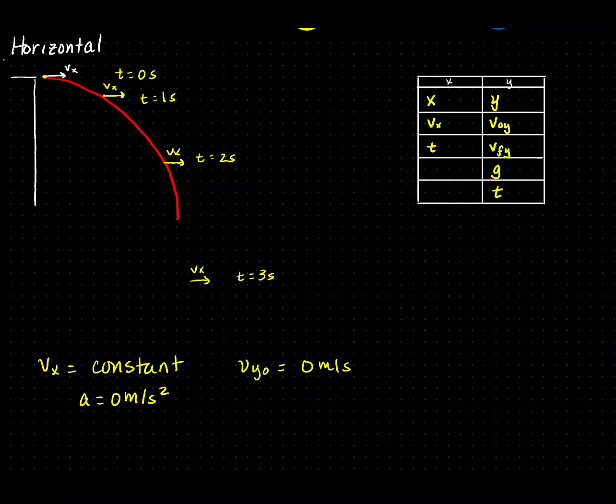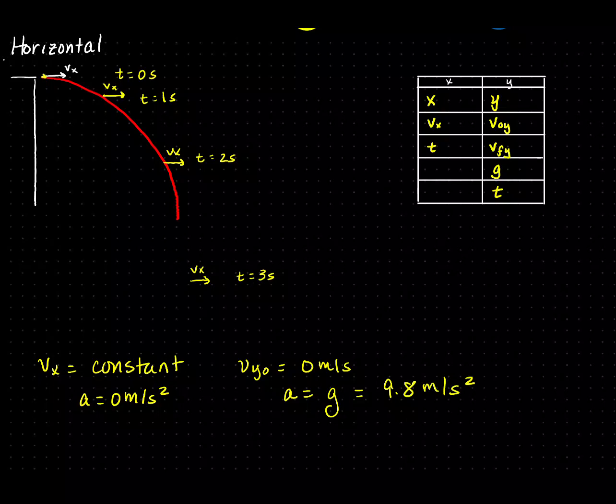Since the object is thrown horizontally, it only has velocity in the x direction, so my y direction starts at 0 meters per second. However, each second, it will gain approximately 10 meters per second because the acceleration in the y direction is due to gravity, which is 9.8 meters per second squared.